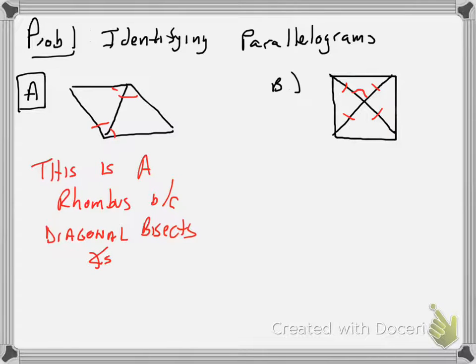Okay? If we look at B, we know that our diagonals are congruent because of the 1 markings on each one of them. So since each half is congruent, we could say that yes, the diagonals are congruent, making it a rectangle.